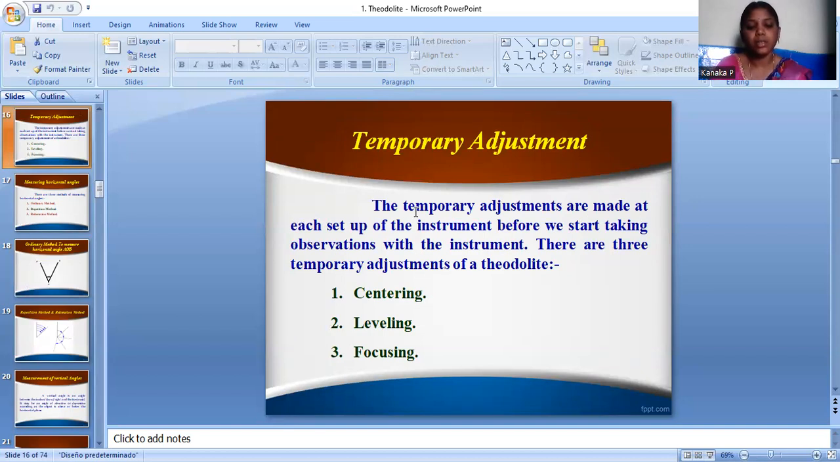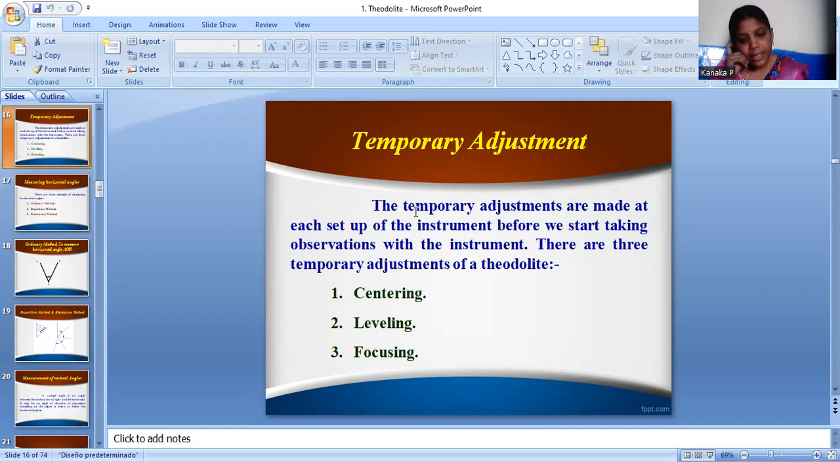Focusing the eyepiece. Focusing is done by adjusting the eyepiece to get a clear view of the crosshair. This is done by directing the telescope to the sky, or a piece of white paper is held in front of the object glass, and the eyepiece is moved in or out such that the crosshair appears clear and sharp.